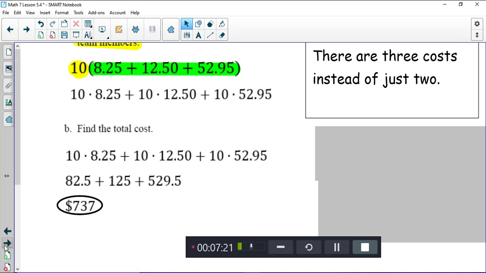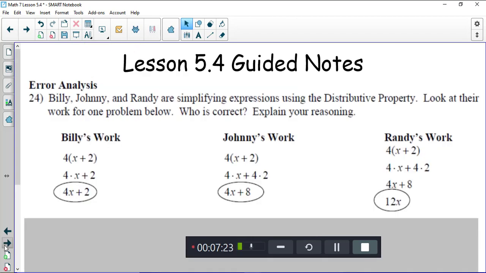All right, let's look at an error analysis question. I swear I can talk today. So for number 24, we've got Billy, Johnny, and Randy. They're simplifying expressions using the distributive property. We want to look at their work for the same problem down below and determine who is correct. And of course, we want to explain our reasoning as well. We want to be very in-depth. We don't want to just say Billy's right because his looks right, or Randy's right because his work looks right.